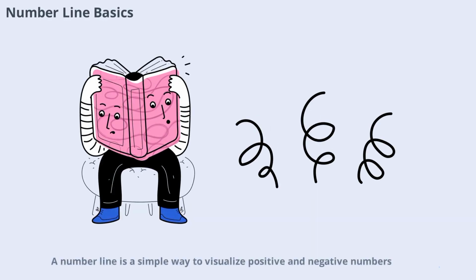Number line is a simple way to visualize positive and negative numbers. 0 sits in the center, with positive numbers extending to the right and negative numbers to the left. This visual tool helps us see how numbers relate to each other and how moving right or left changes their value. The number line is especially useful when adding or subtracting positive and negative numbers, making it easier to understand the results of these operations.